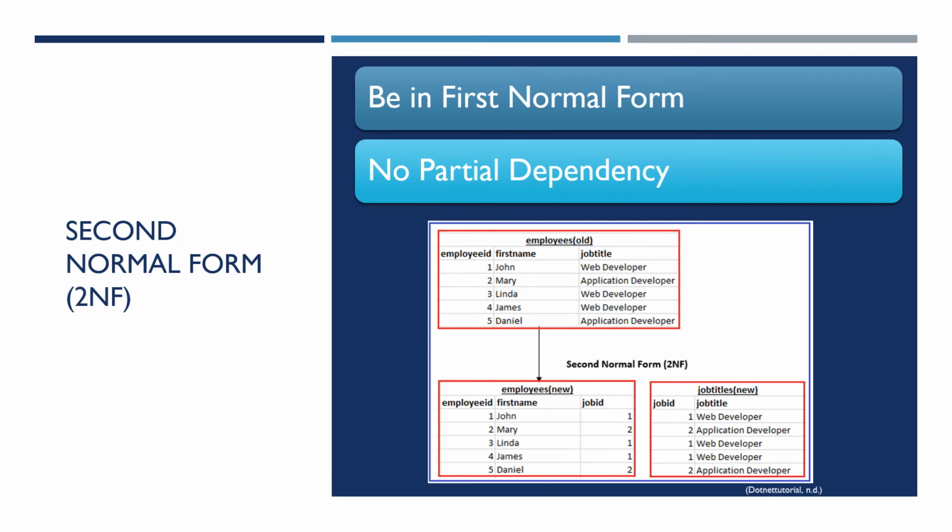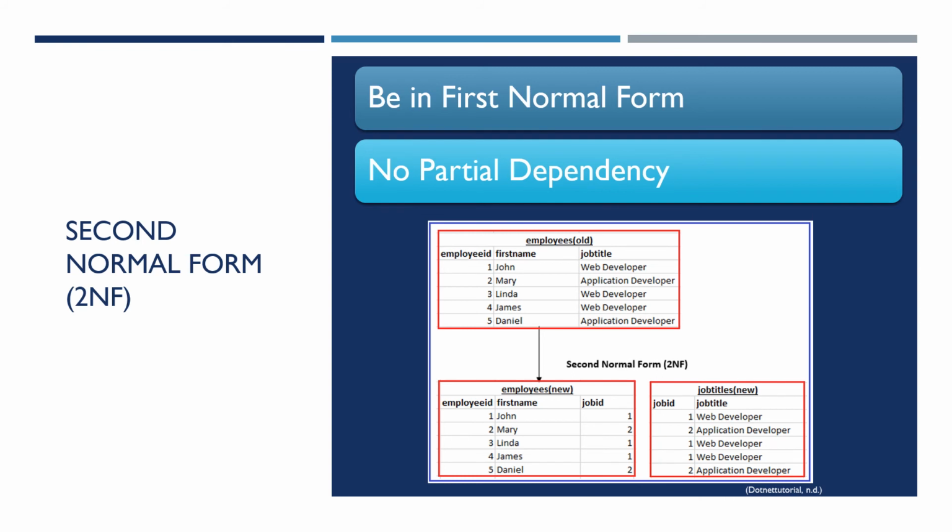Second normal form. To be in second normal form, a database must first be in first normal form, and it must not contain any partial dependency. A relational database is in second normal form if it has no partial dependency. This means that there is no partial dependency on what has been identified as a primary key.